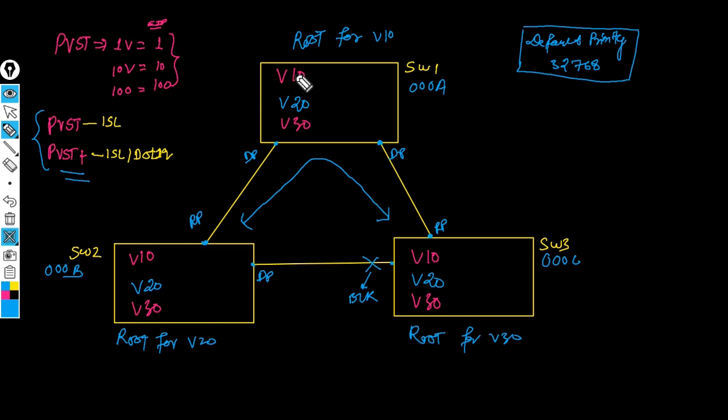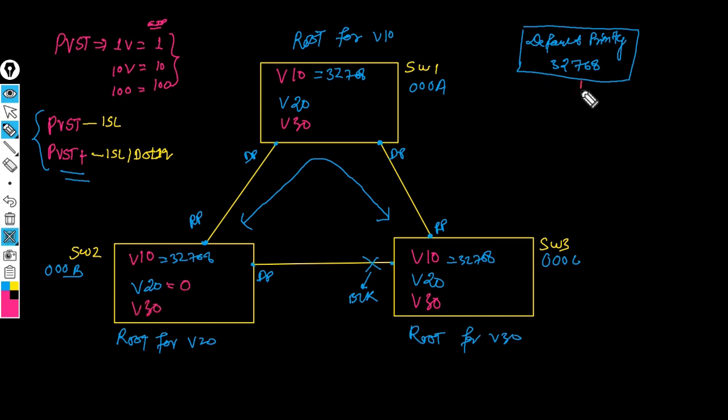So what happens? By default the priority is 32768, 32768 and 32768, and the election process by default says this is root for all the VLANs, which means VLAN 10 is already there. But if I want to create this as root, with the lowest priority, you need to decrease the priority of your switch. So you can simply say that the priority is 0.